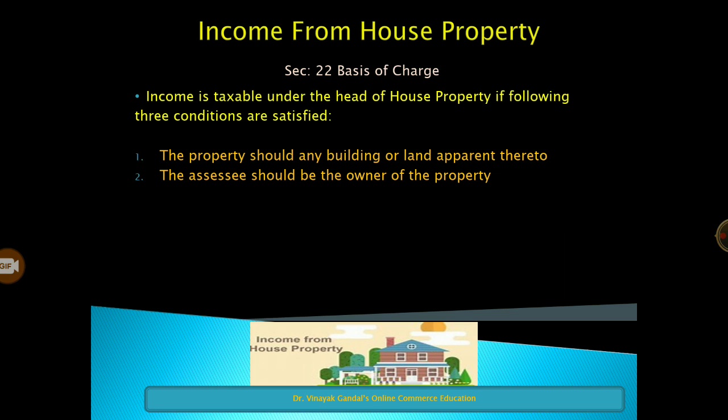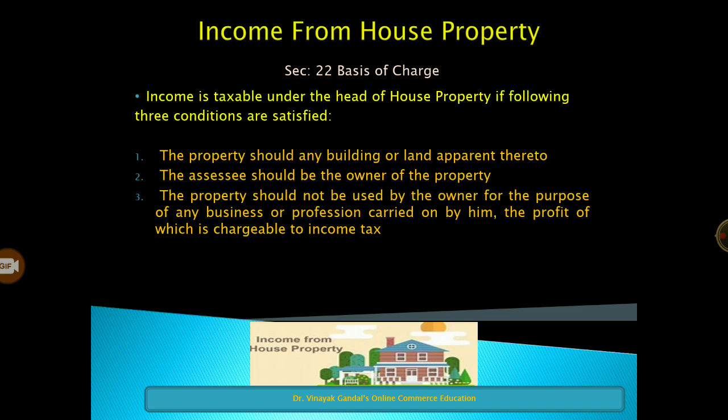Okay. The third basic condition is that the property should not be used by the owner for the purpose of any business or profession carried on by him, the profit of which is chargeable to income tax. So these are the three basic conditions which determine the basis of chargeability or taxability of house property in the case of income from house property as per section 22 of the Income Tax Act 1961.